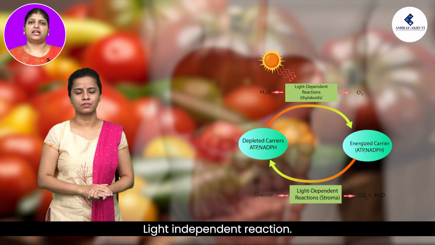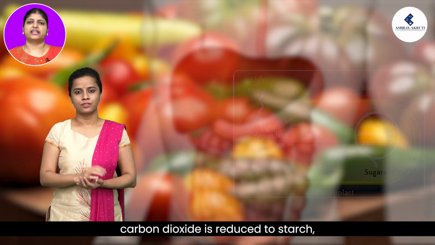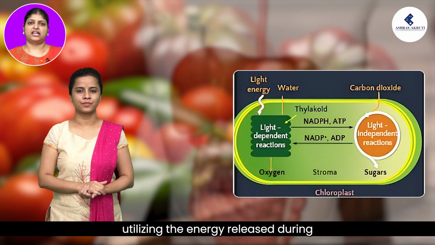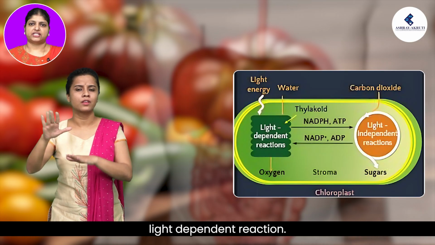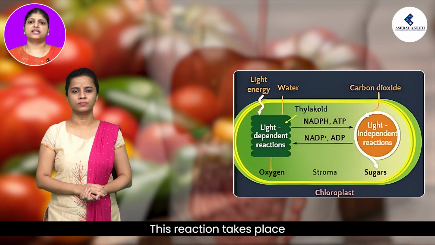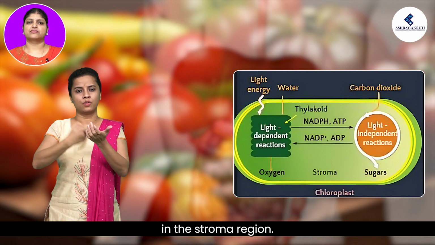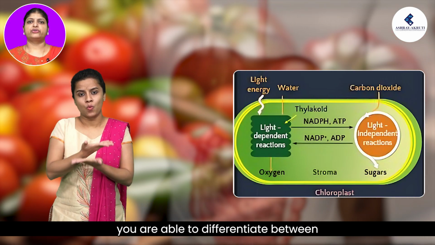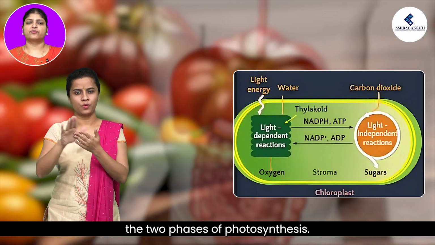Light independent reaction. In this reaction, carbon dioxide is reduced to starch, utilizing the energy released during light dependent reaction. This reaction takes place in the stroma region. By now, you are able to differentiate between the two phases of photosynthesis.